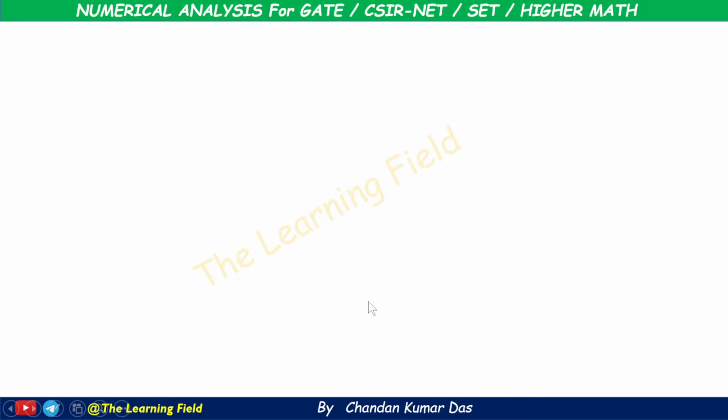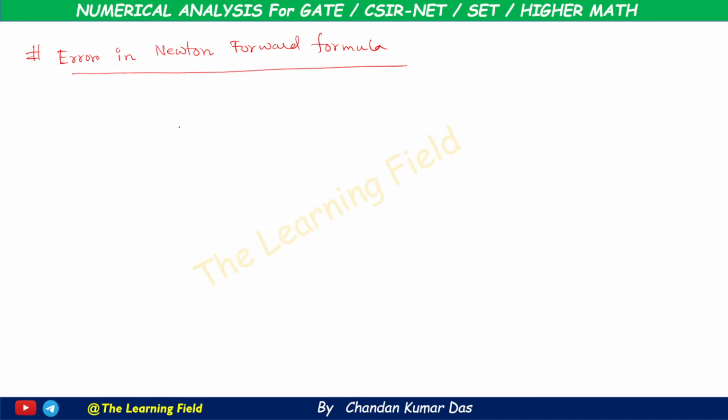Now, what is the error in Newton forward interpolation? This is also very important. The error in the Newton forward interpolation formula: E(x) is equal to (x minus x0)(x minus x1)...(x minus xn) into f^(n+1)(xi) by (n plus 1) factorial.